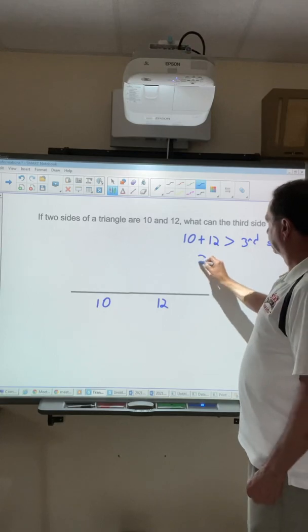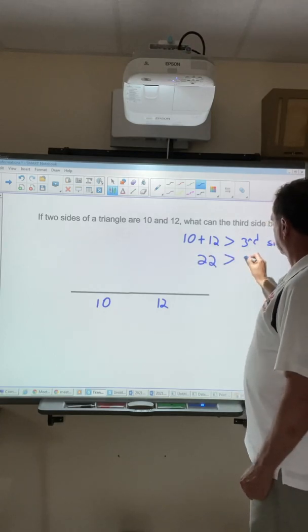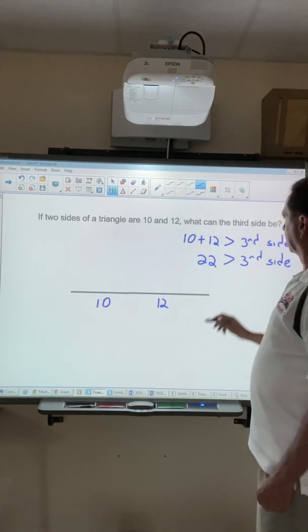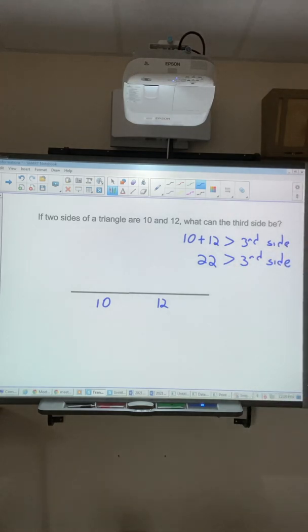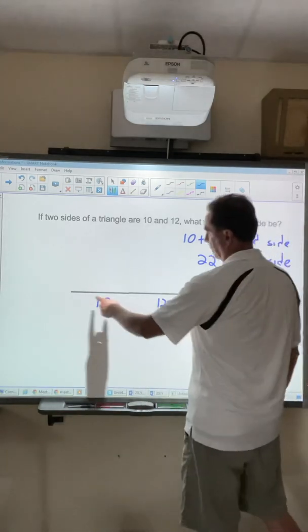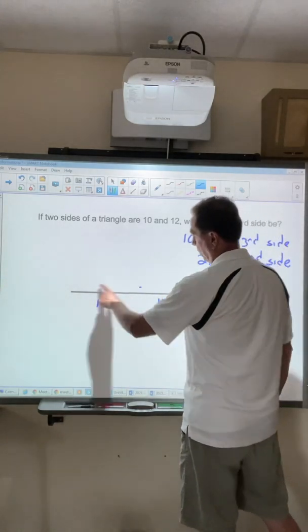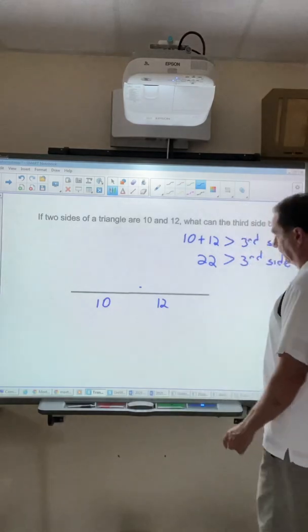Well, 10 plus 12 is 22. So the third side has to be less than 22. You can't have a side bigger than 22. Because here I have the 10 and 12 laid out straight. And if the third side was 22 or more, you wouldn't be able to connect and make a triangle.